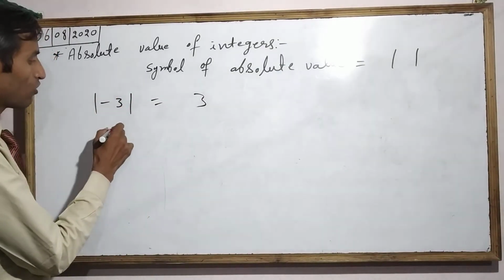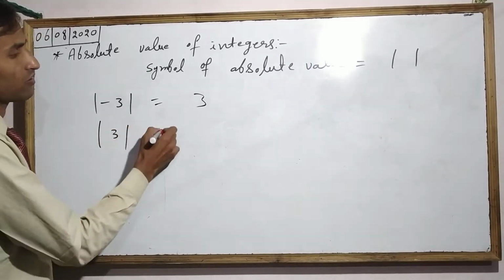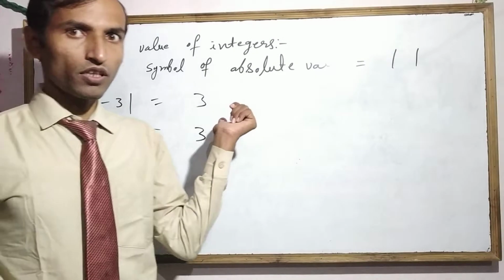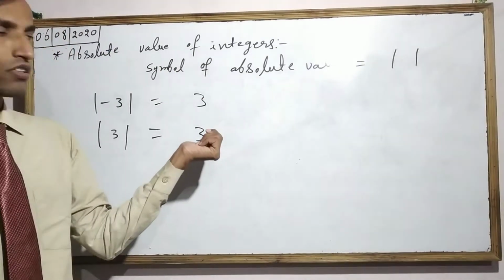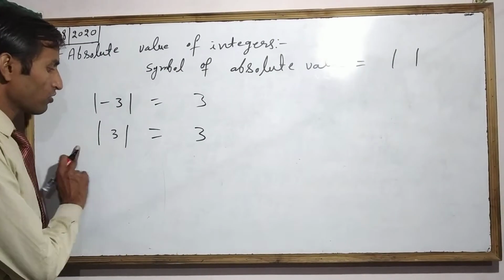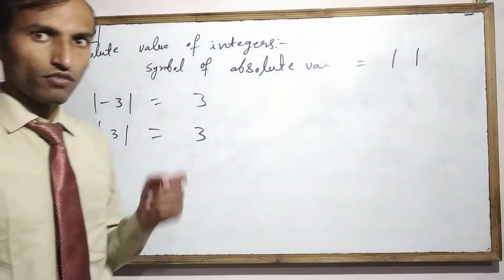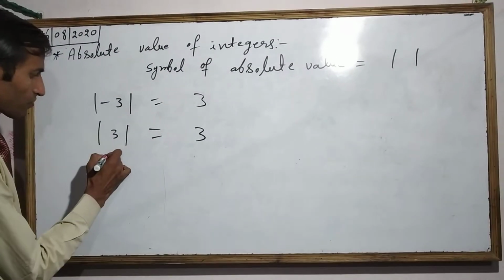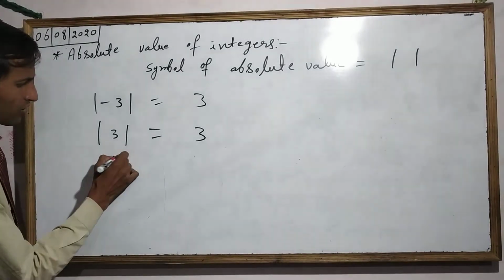Again, if we have to find the absolute value of 3, the answer will also come 3. For -3, it is 3, and for +3, the answer is also 3. So absolute value means we will ignore the sign. Whatever sign is given, we have to ignore that sign. Okay.